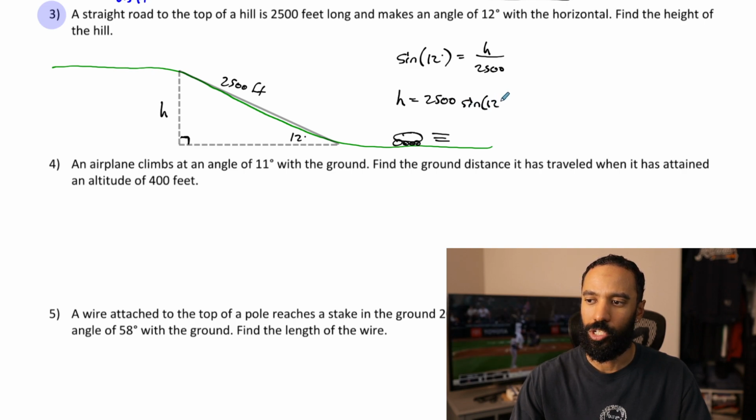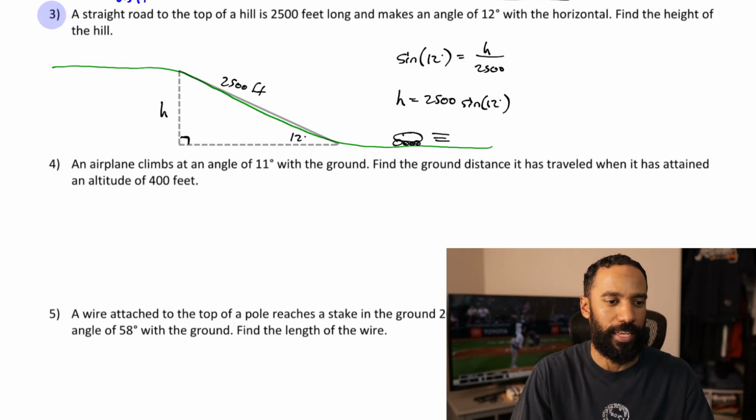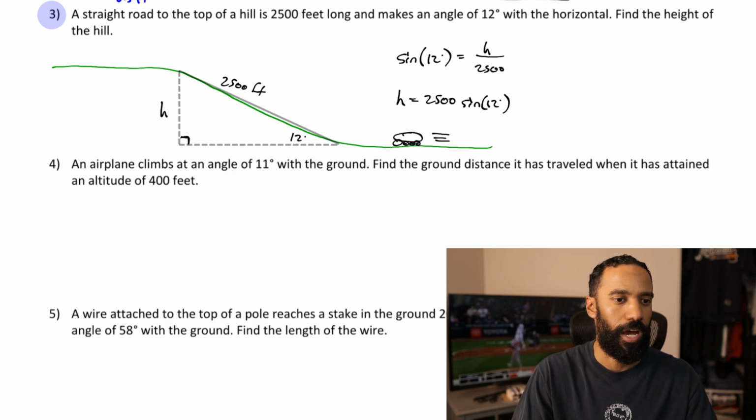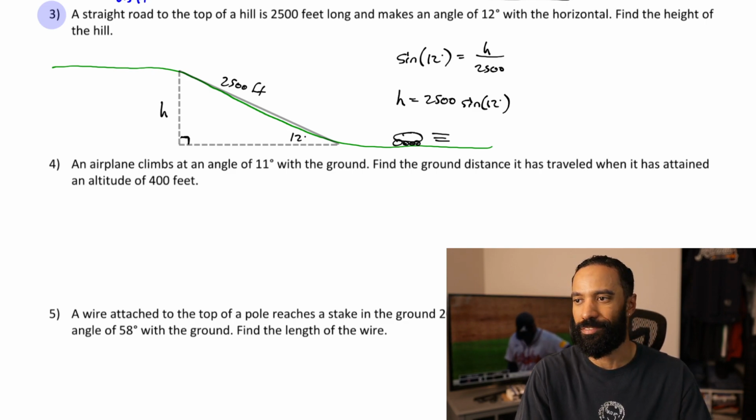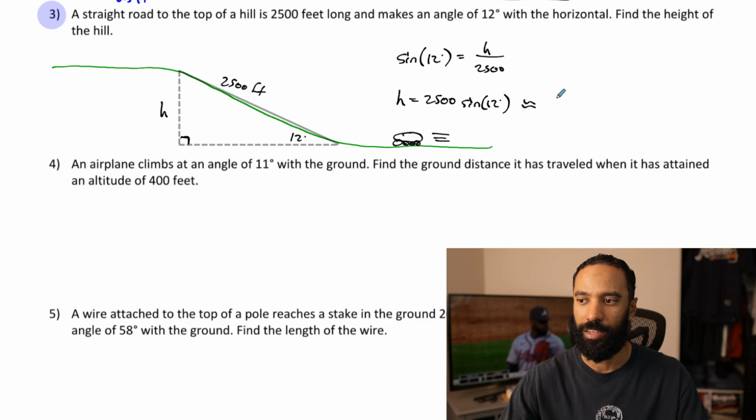So those are the first 3 drawing sets. Let's go ahead and calculate what that is, and then we'll move on to the next 3. 2,500 times sine of 12. And I'm getting 519.77, so about 519.8 feet.